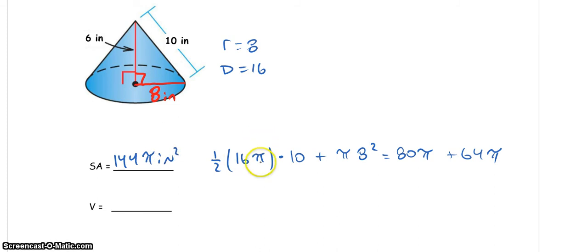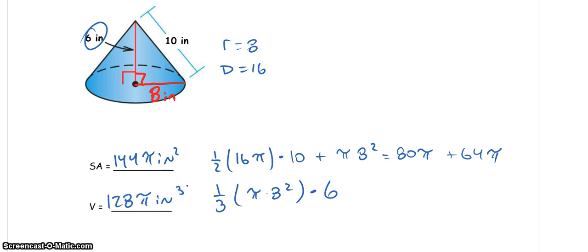Alright, so 1/2 times perimeter times your slant height plus your base. That base is your circle. Now volume, 1/3. Area of base we know is pi times radius squared, times my height. So the height is on the inside, which is 6. So 64 times 6 divided by 3, or multiplied by 1/3, is 128 pi inches cubed.